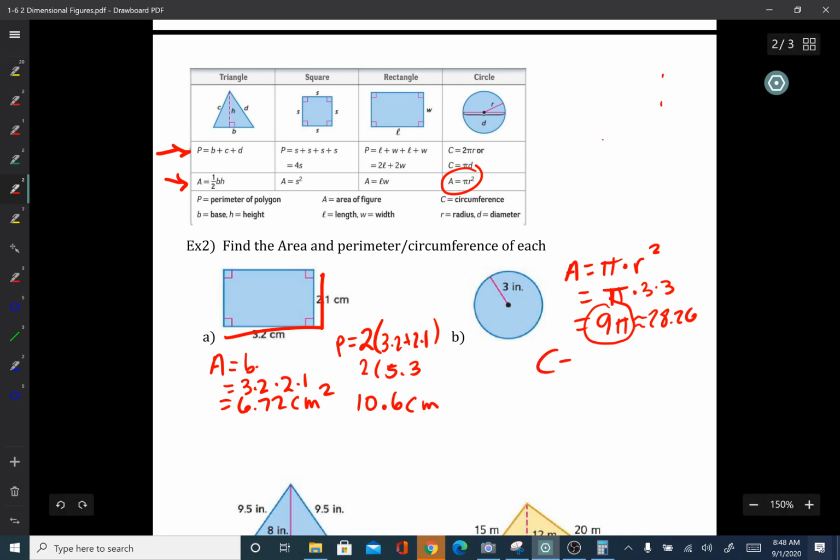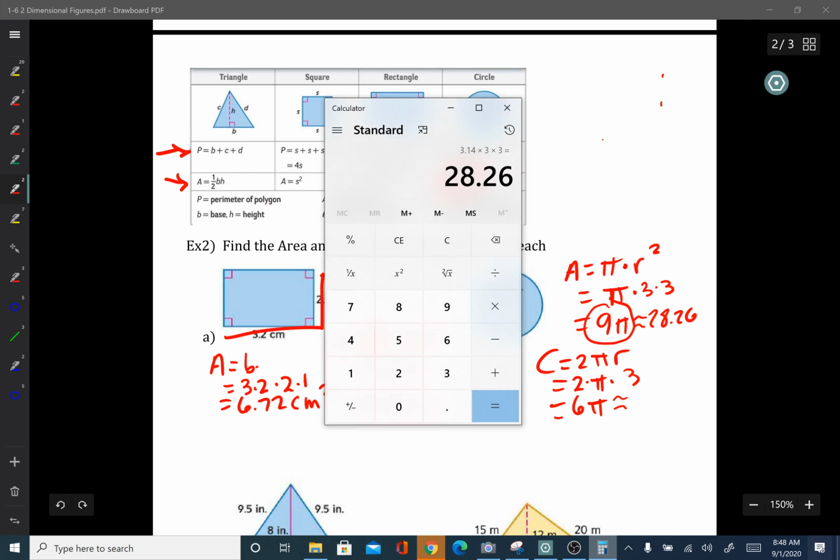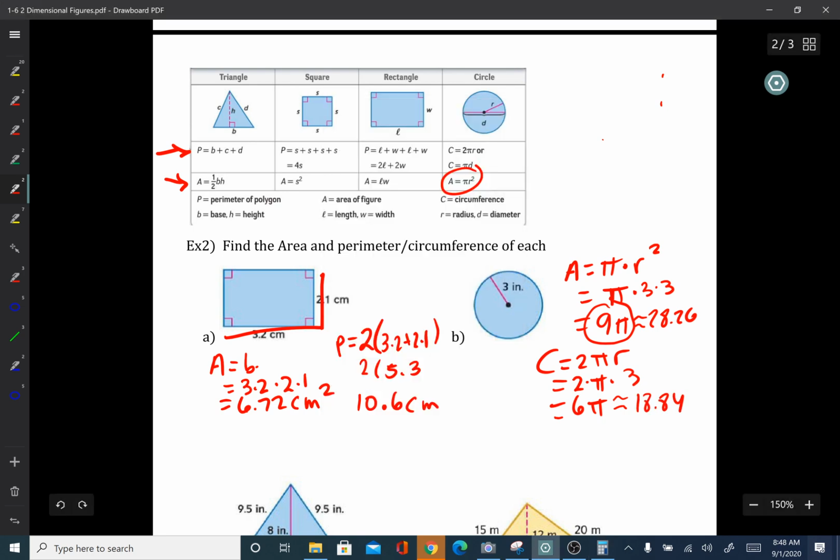So circumference is 2 pi r. So circumference is 2 pi times the radius, which is 3, right? So this is 6 pi. Or if you approximate it, 6 pi is about 18.84. All right.